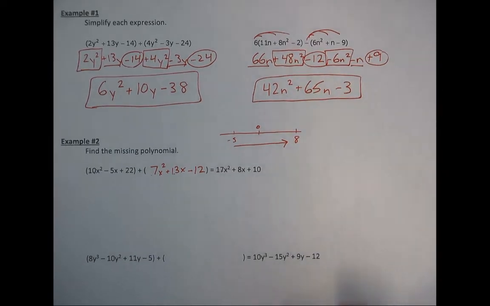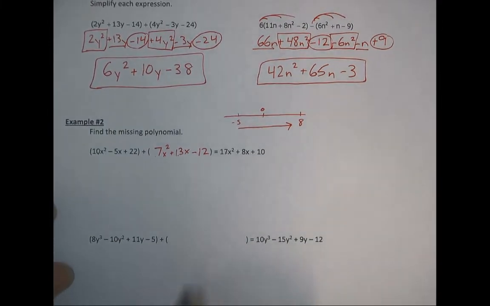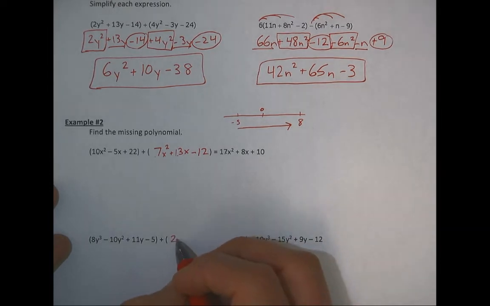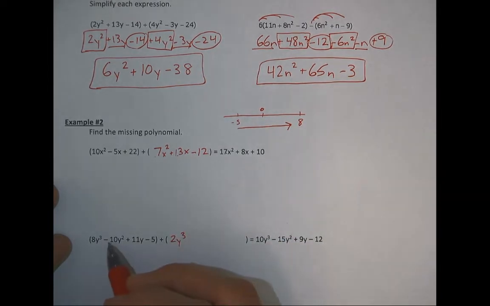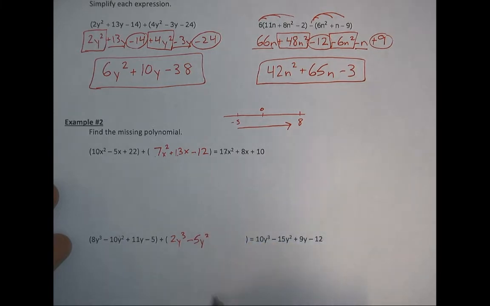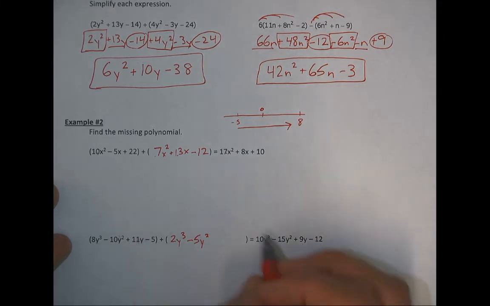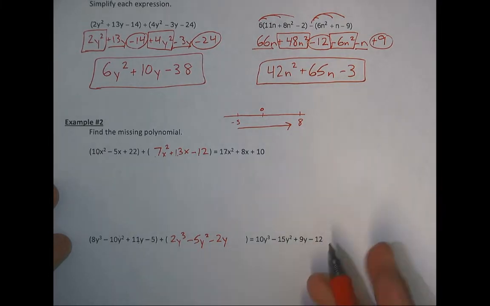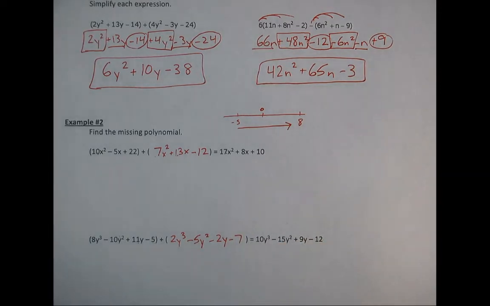All right, next one. Same idea. A little bit extra going on, but it's just one more little term to deal with. So the y to the third power went from an 8 to a 10. That means we added a 2y to the third. We went from a -10y squared to a -15. So we got more negatives now. We added 5 negatives, so -5y squared. Went from 11 to 9. We went down 2 from 11, so that was a -2y. And from -5 to -12, that's again going down 7, so -7. And again, you could always double check yourself there. All right, pretty straightforward.